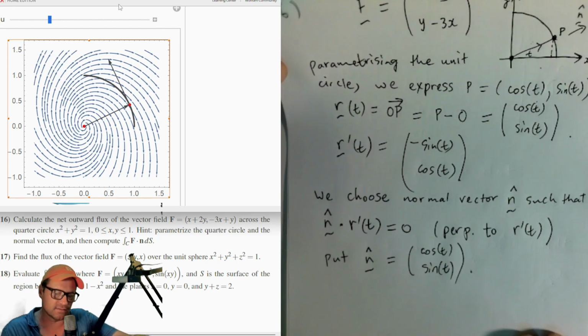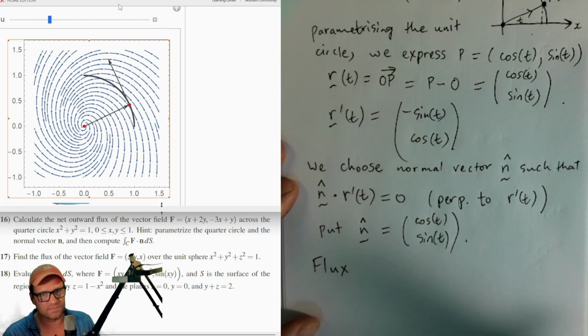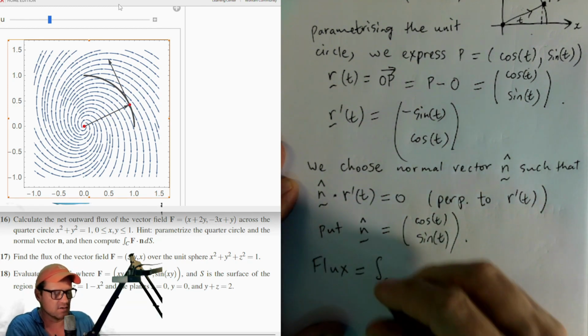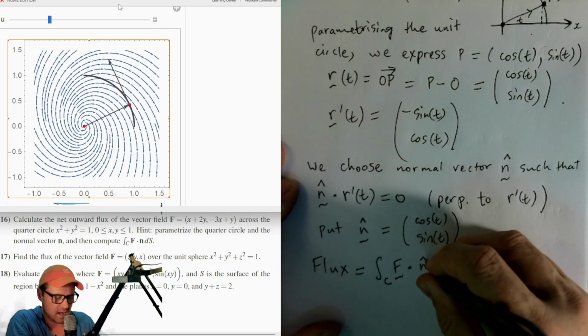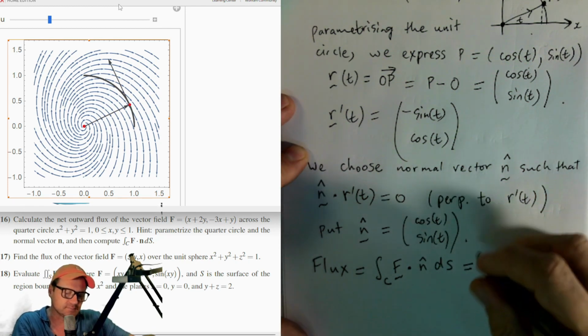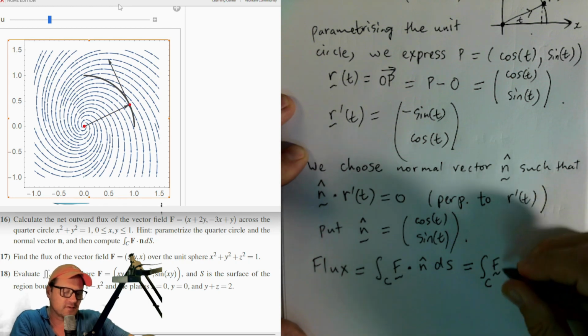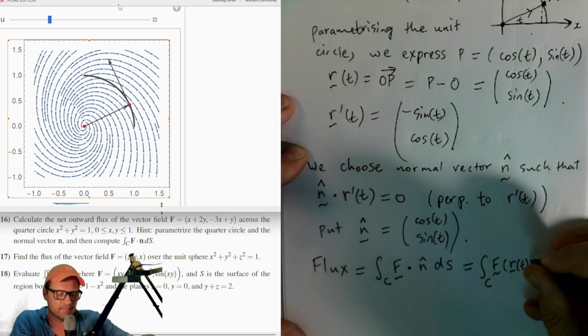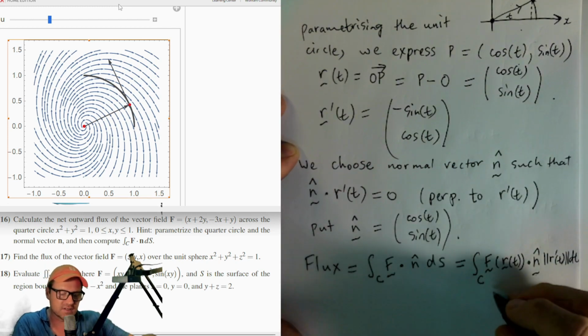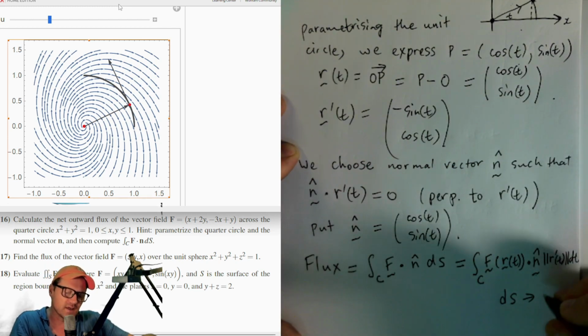Okay, so next, flux, the amount of force, roughly speaking, caught by this curve is given as a line integral over c, where c is the curve, of f dot n hat ds. And so we can calculate this by putting f of r of t dot n times the norm of r dash dt. In other words, we can substitute, replacing ds with the norm of r dash dt.